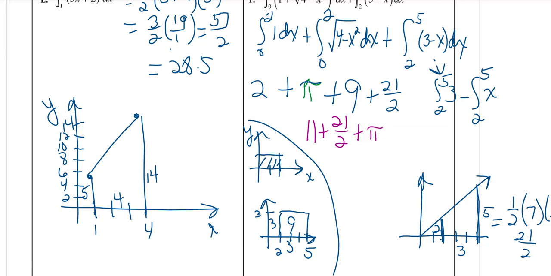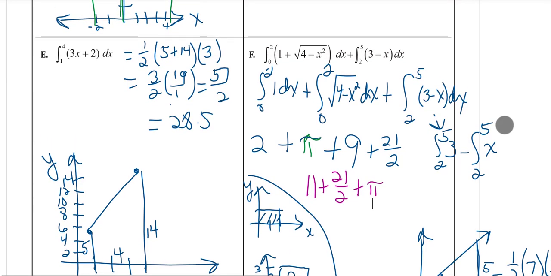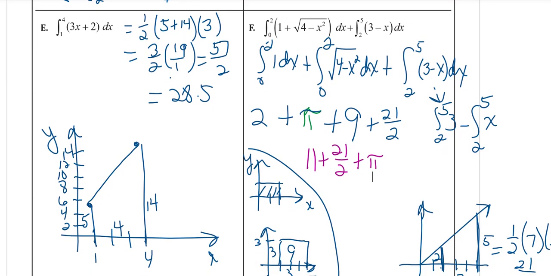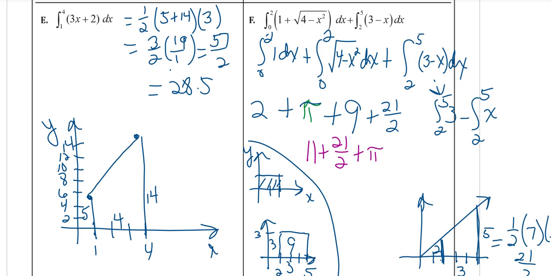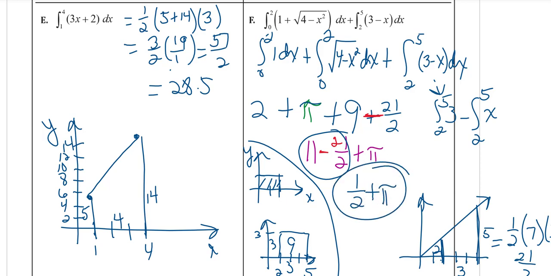So that's going to give me, oh wait, did I make a mistake here? Oh, I have to subtract off this area. I'm sorry. I knew I was missing something. Okay, so this 21 over 2 is going to be subtraction. So this is a minus here. So that part's going to give me 1/2 plus pi, and that's going to be my answer.